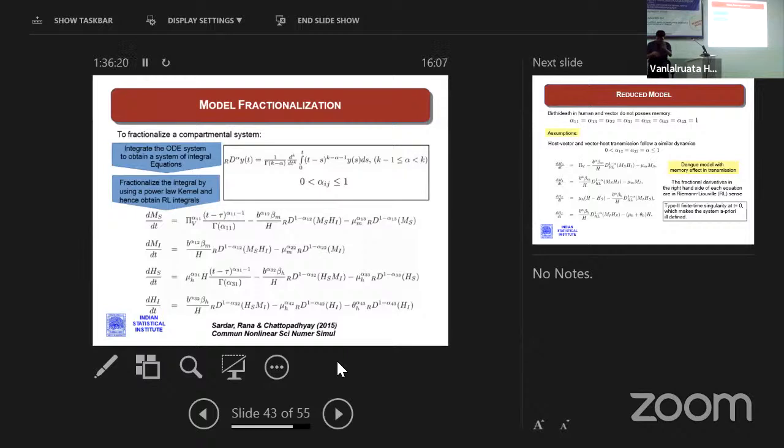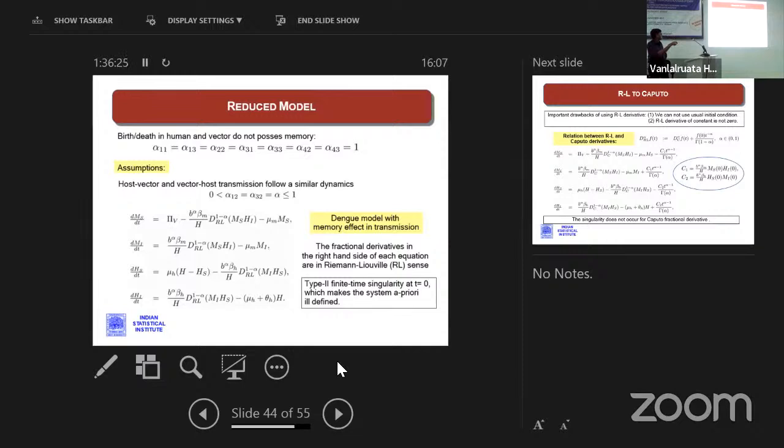Now I use some adaptation. These are equal to 1. And the post vector and vector transmission power similar value is 0 less than alpha less than or equal to 1. So in the dengue model with memory affecting the transmission, I now have a fractional derivative on the right hand side of each equation.